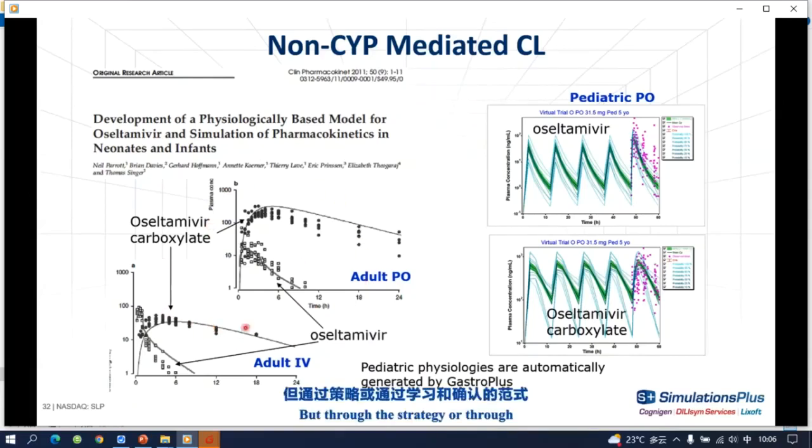But through that learn and confirm paradigm, building the adult model first, verifying the strategy also in the animals, building animal and juvenile models, that gave them enough confidence that they know how to predict or how to scale even these clearances and this PK into children. And this is showing data for a 5-year-old. Again, the top is showing the oseltamivir itself, and the bottom is showing the oseltamivir carboxylate.